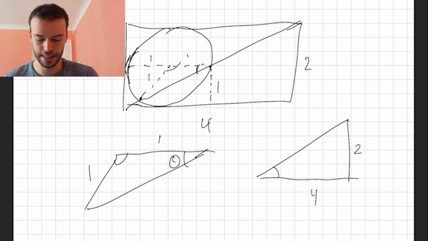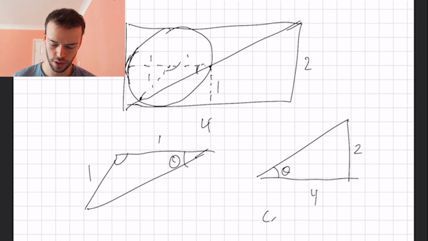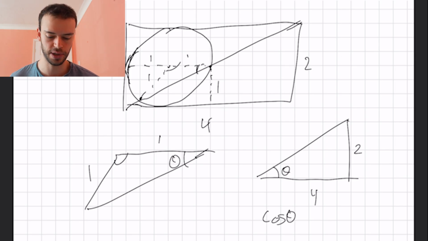Now, what I'm thinking is I want to find cos theta. And the reason is because later on, I'm going to be using the cosine rule. Okay, but in order to use cos theta, I need the adjacent and the hypotenuse. Well, the hypotenuse is quite easy to work out.